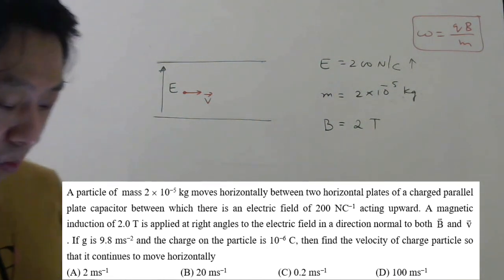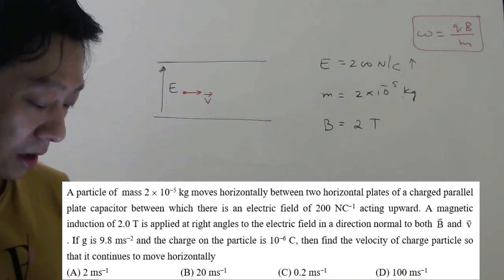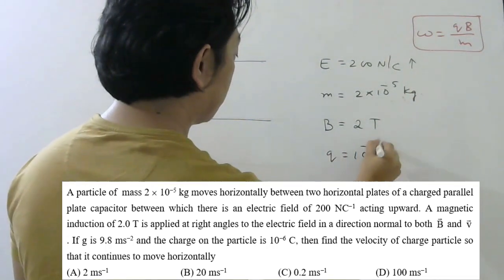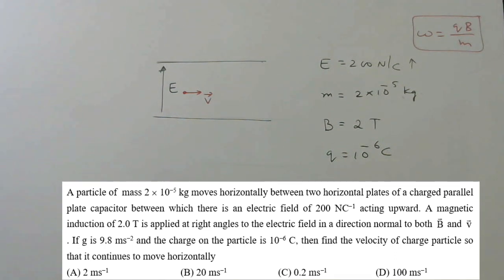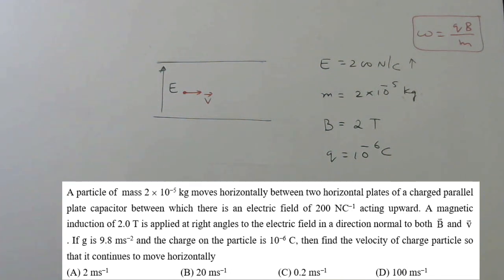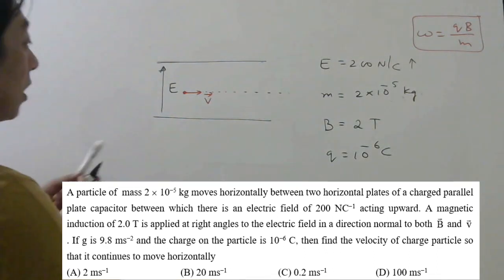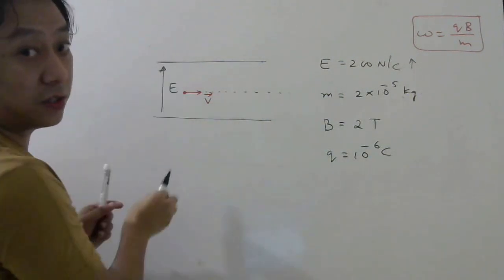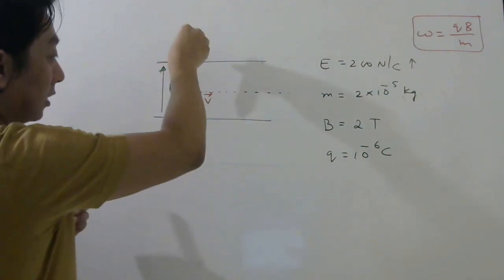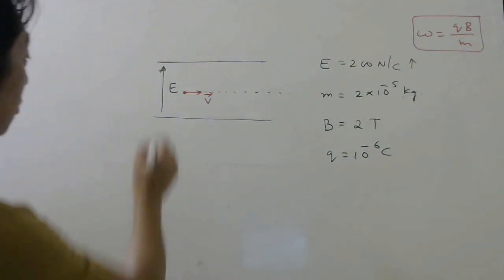If g is 9.8 meter per second square, so acceleration due to gravity is mentioned, and the charge of the particle is 10 to the power minus 6 coulomb, you have to find the velocity of the charged particle so that it continues to move horizontally. Now, if you want the charged particle to move horizontally, then you don't want any force in this direction. Because if the charged particle feels force this side, it will go that way. And if it feels force this side, it will go this way. Understood or not?